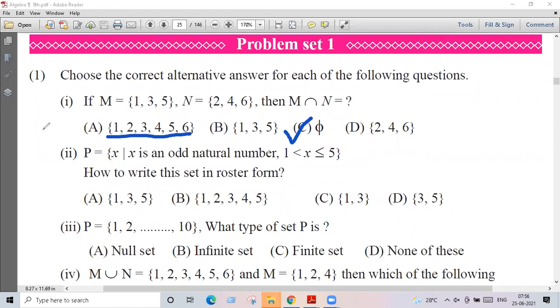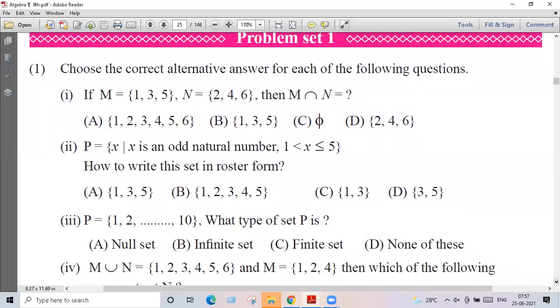The first option, which some of the students were saying, that is your M union N. Note that the first one, 1, 2, 3, 4, 5, 6, is M union N. And our answer, since intersection was asked, is option number C.